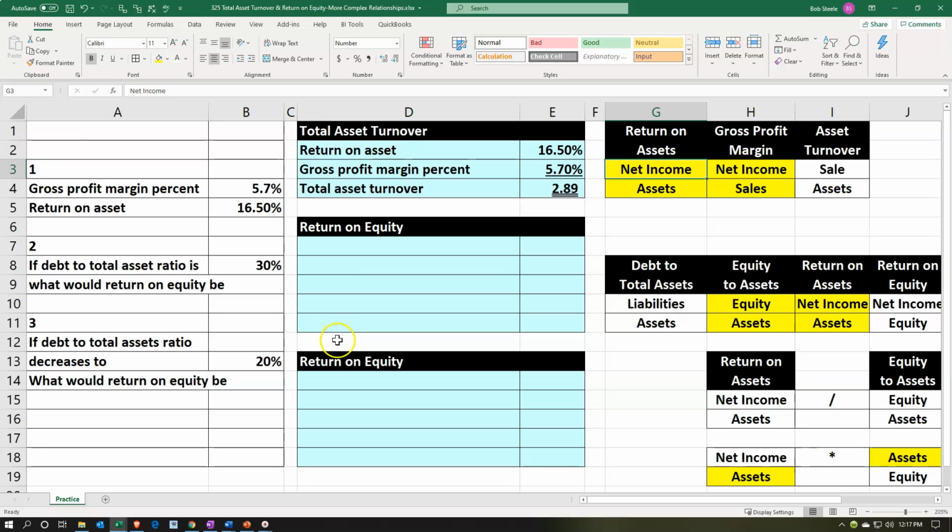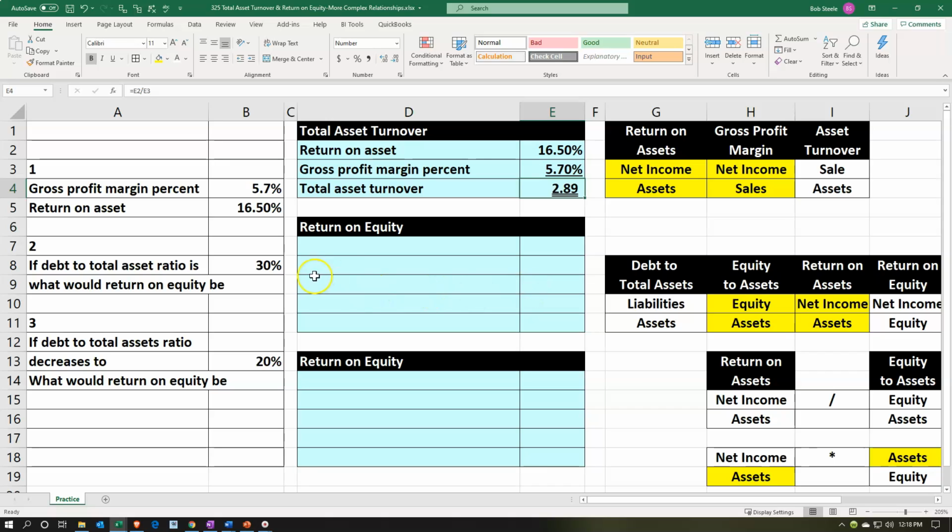If debt to total asset ratio is 30%, what would return on equity be? So, the information up top still applies. Okay, so we're going to do the same thing. We're going to say, okay, they gave us this number, we know this number, and we know the turnover here. So, how can we take some of these numbers to figure out what we need?